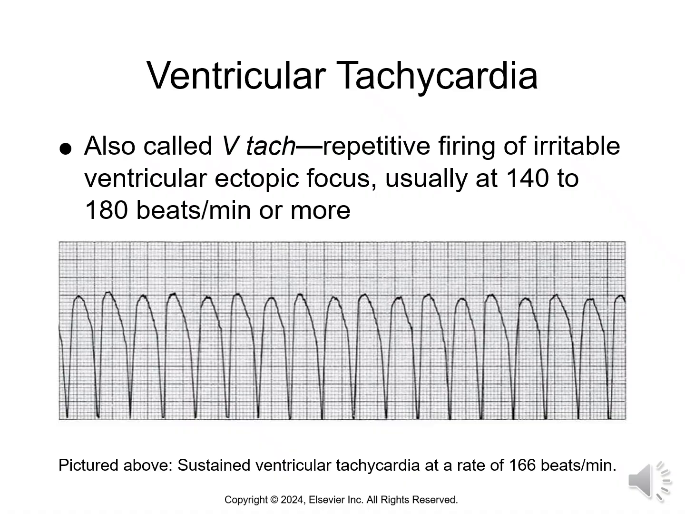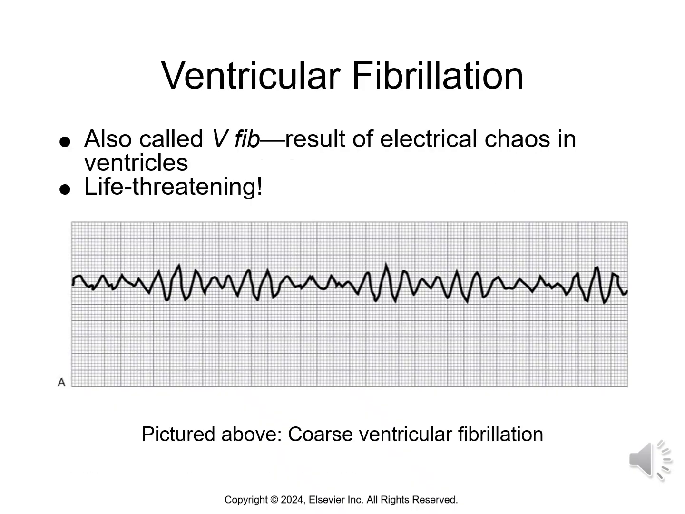In patients who go into cardiac arrest, VT is commonly the initial rhythm before deterioration into ventricular fibrillation as the terminal rhythm. Signs and symptoms of sustained VT partially depend on the ventricular rate. Slower rates are better tolerated. What you see above is what's called a coarse ventricular fibrillation.